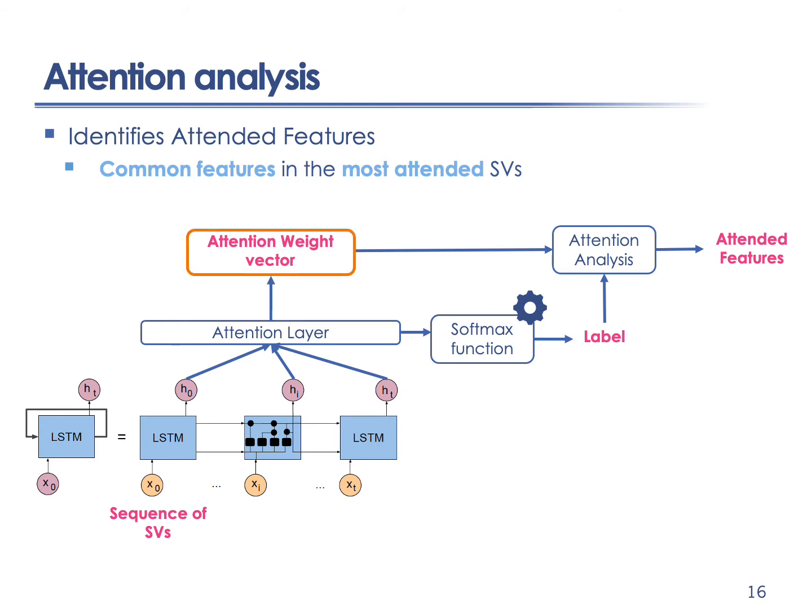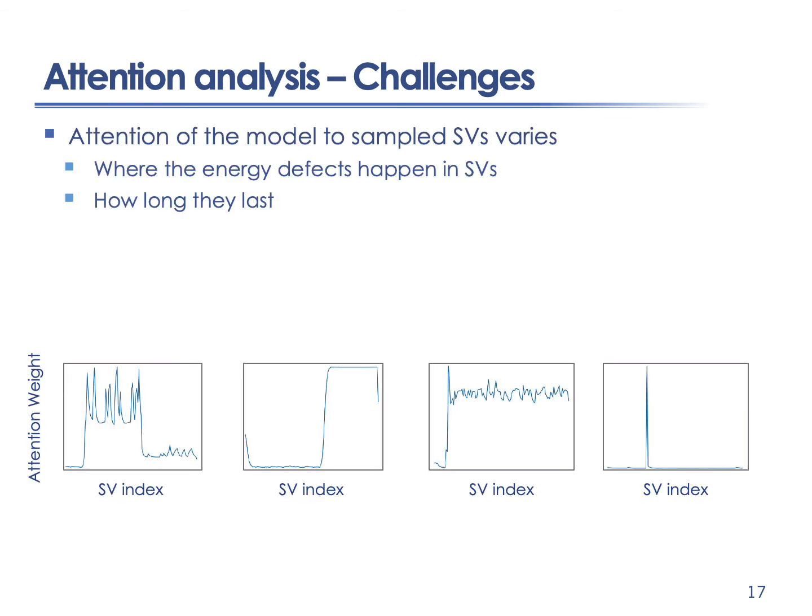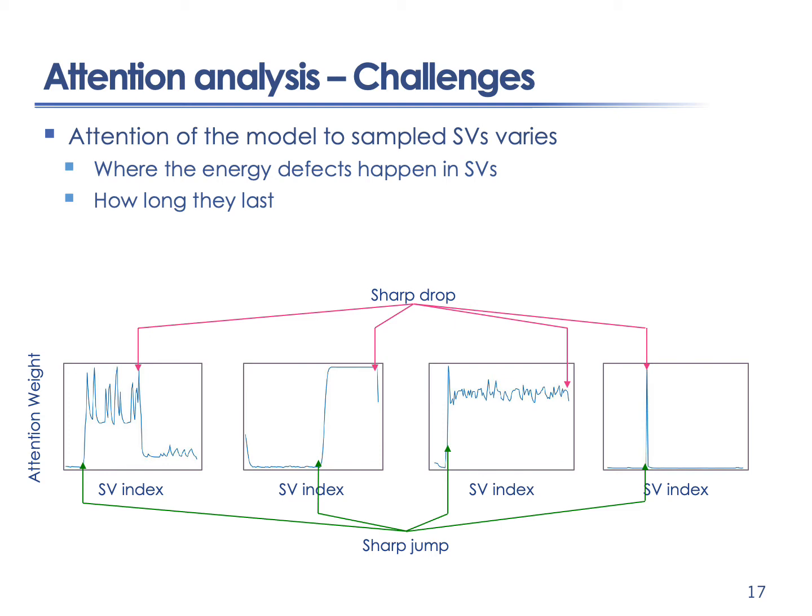ACETON leverages the attention weight vector, which is a product of the attention layer, in order to perform additional analysis to determine which features were involved in the decision of the label for a given input. I refer to these features as attended features. Our biggest challenge in attention analysis was that the attention of the model to sampled SVs varied depending on where the energy defects happen and how long they last. But through experiment, we realized that regardless of this variation, the model predicts the label by attending to the SVs whose indices were between the biggest jump and biggest drop in the attention weight vector.